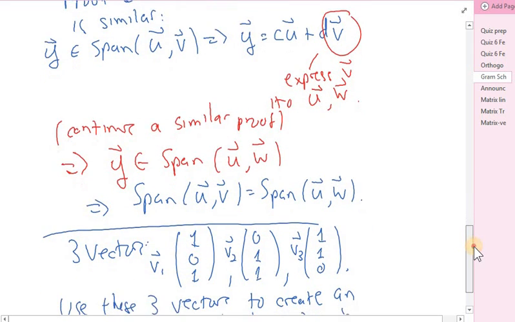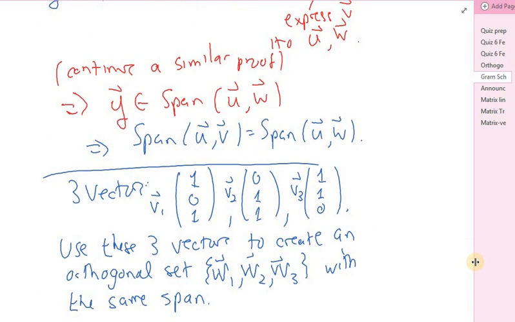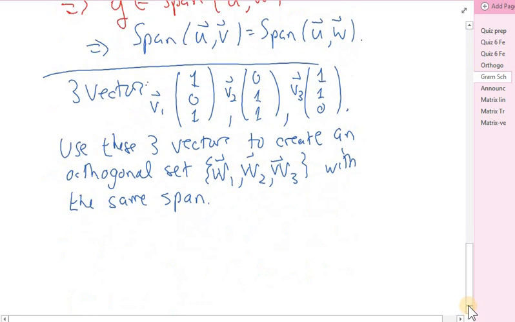Okay? All right. So, I did that with 2 vectors. You can also use Gram-Schmidt with 3 vectors. So let's consider how to do this. We're going to start one by one. I'm going to create an orthogonal set W1, W2, W3 with the same span. So I'm going to start out with W1. I'm going to let W1 be equal to V1. I'm going to start with one of these. So it's going to be 1, 0, 1.